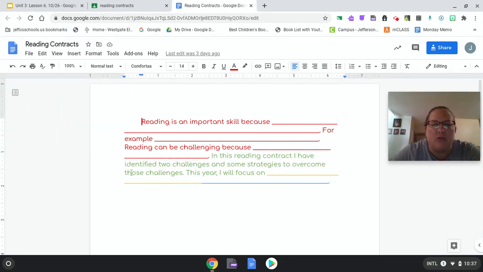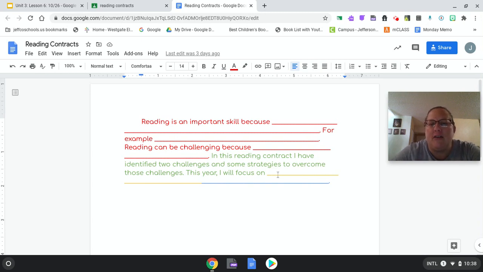Then we move on to our green, which is our focus. It's already there for you. "In this reading contract, I have identified two challenges and some strategies to overcome those challenges. This year, I will focus on blank and blank."